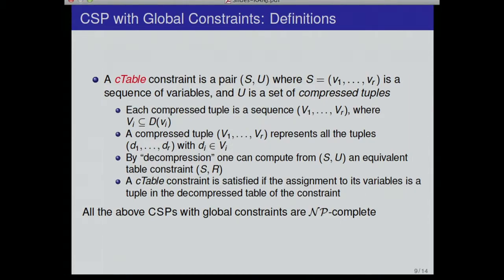Now it's known that all those aforementioned CSPs with global constraints are NP-complete. Some of them are even NP-complete even when you have one constraint.